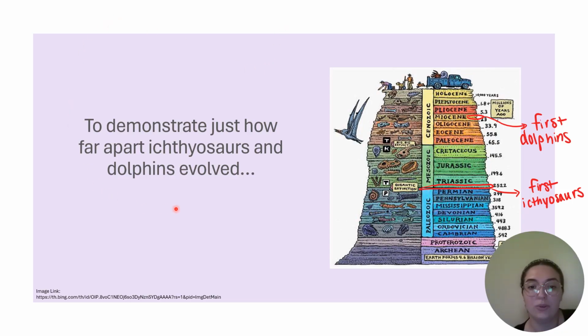Okay, so to demonstrate just how far apart ichthyosaurs and dolphins evolved, I included this little picture on the right here, where we can see that the first ichthyosaurs came about way before the first dolphins. There's several million years between these guys.